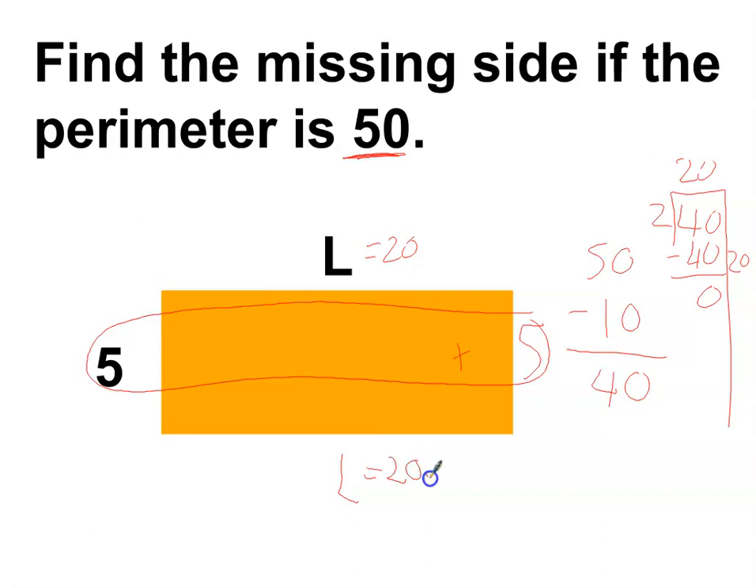If you want to check it really fast, you can. 20 plus 20 is 40. 5 plus 5 is 10. 40 plus 10 gets me to 50.